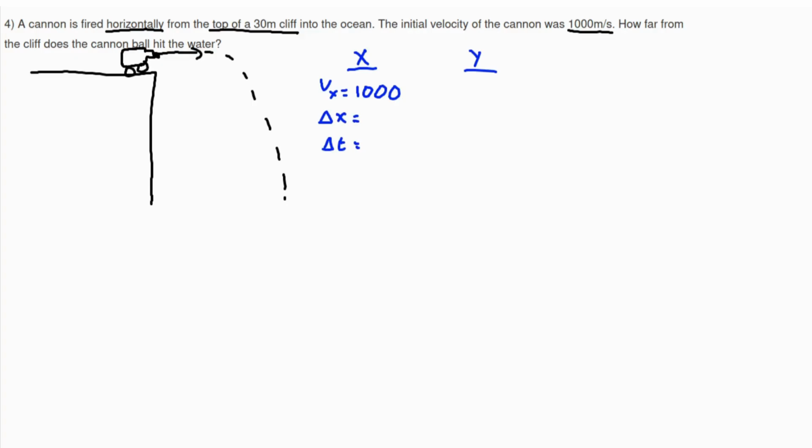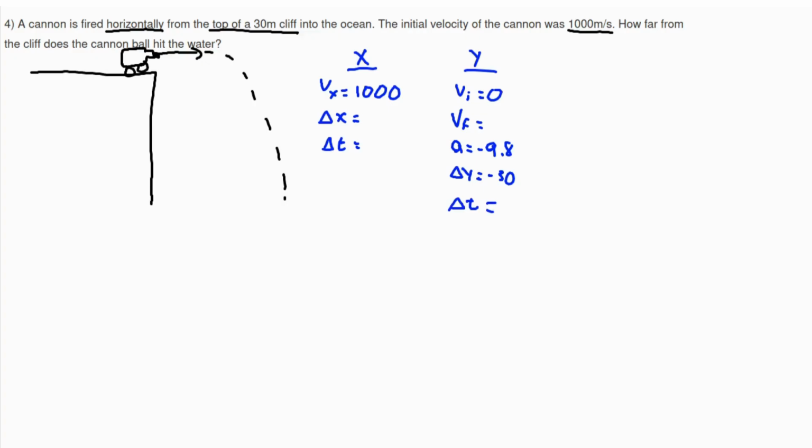And then let's write out our y's. So Vi is going to be 0 because 1,000 sine 0 is just 0. It's being launched horizontally. You can just picture that there's no vertical velocity. Our final velocity, we don't know. Acceleration is always going to be negative 9.8 in these cases. We're going to have our displacement, which in this case is negative 30 meters. We know this because the cliff is 30 meters tall. It's being launched, and then when it hits the ground, it's going to be 30 meters below where it started. And then same thing, we want to find time in this case.